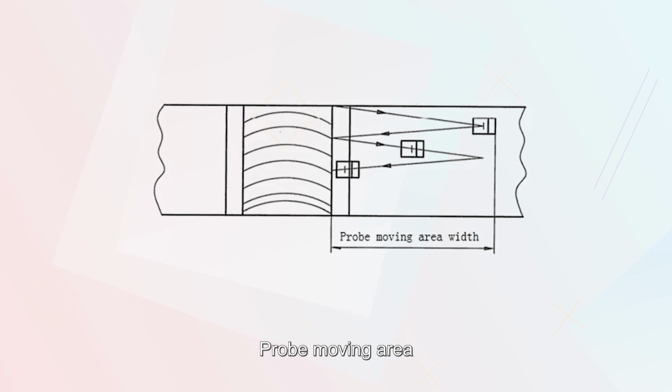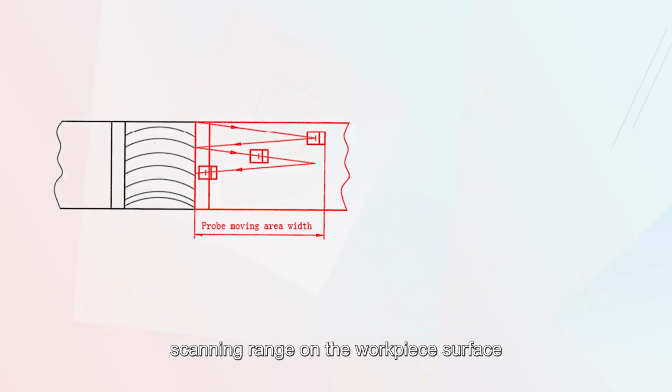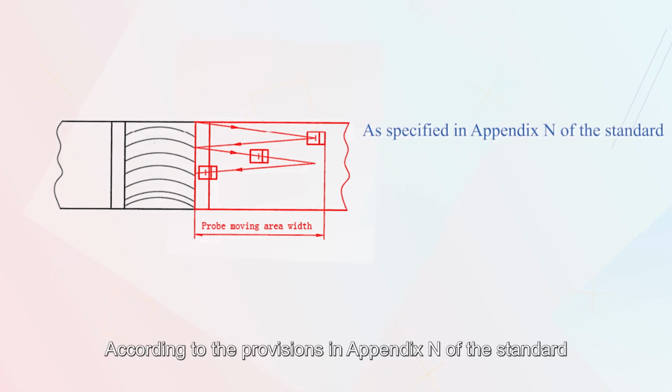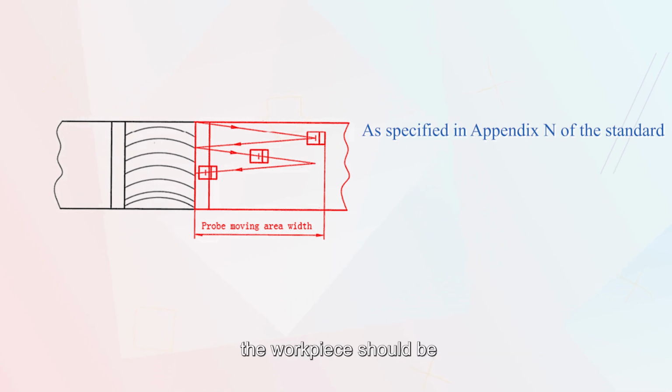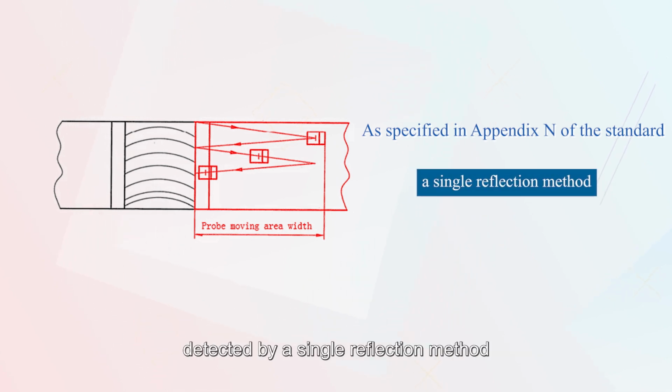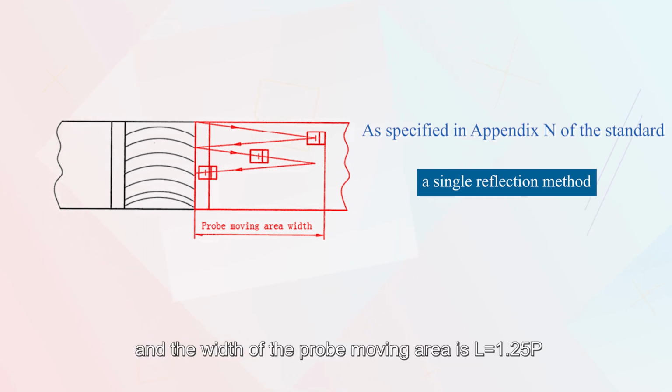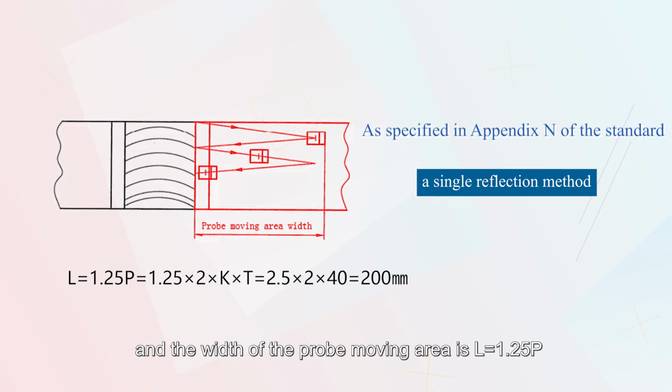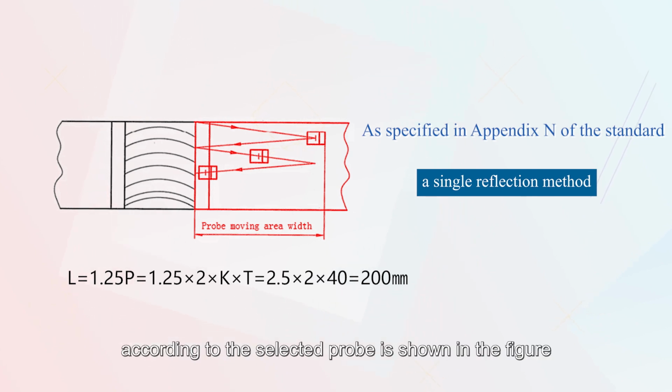2. Probe moving area. The probe moving area refers to the width of the probe's scanning range on the workpiece surface. According to the provisions in Appendix N of the Standard, the workpiece should be detected by the single reflection method, and the width of the probe moving area L is equal to 1.25 P. Therefore, the width of the probe movement area according to the selected probe is shown in the figure.